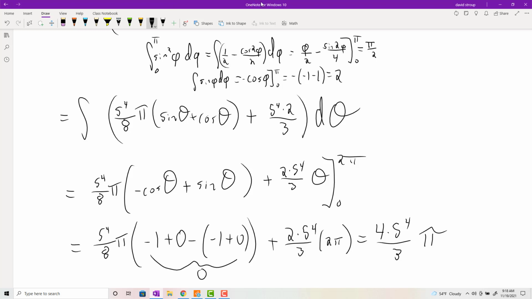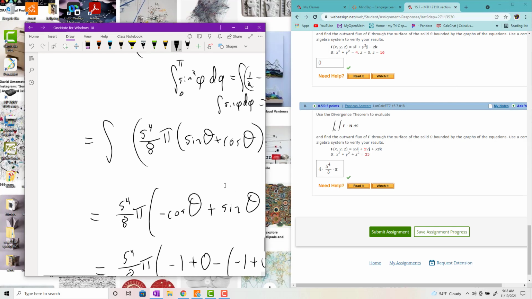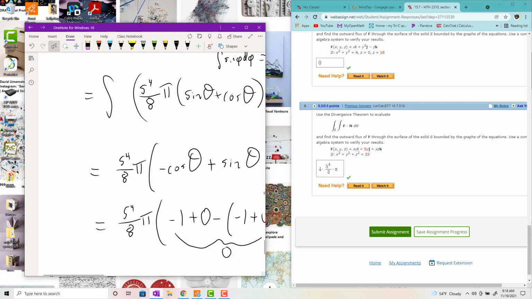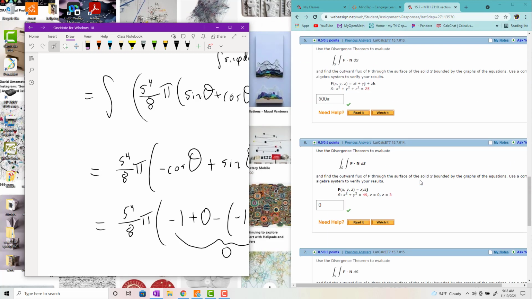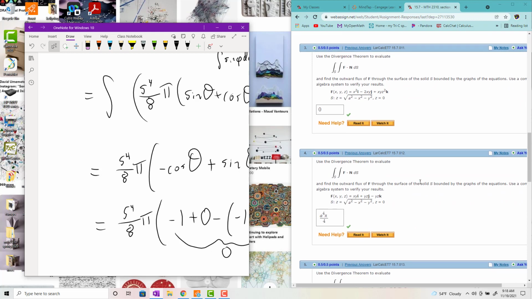And then I probably have to go and check that with WebAssign to make sure I didn't make any crazy mistakes, which I didn't. I was probably amazed that I got it right.